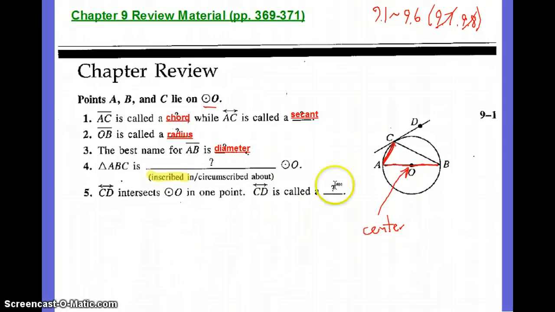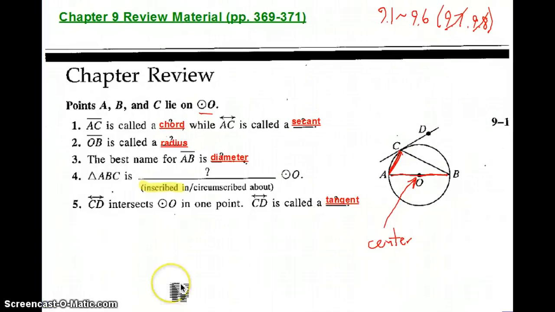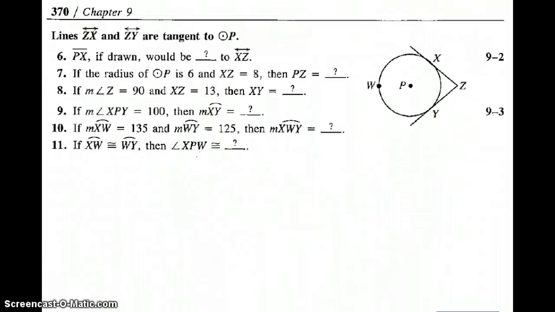Line CD intersects circle O in 1 point. CD is called a, wait for it, tangent. That's, again, just definitions of terms. If you didn't know those, you might want to go back and look some of those up. I should pause on this for a second so you can get your screenshot if you're going to be doing that. I will also print this document to a Word document and post that on Blackboard.